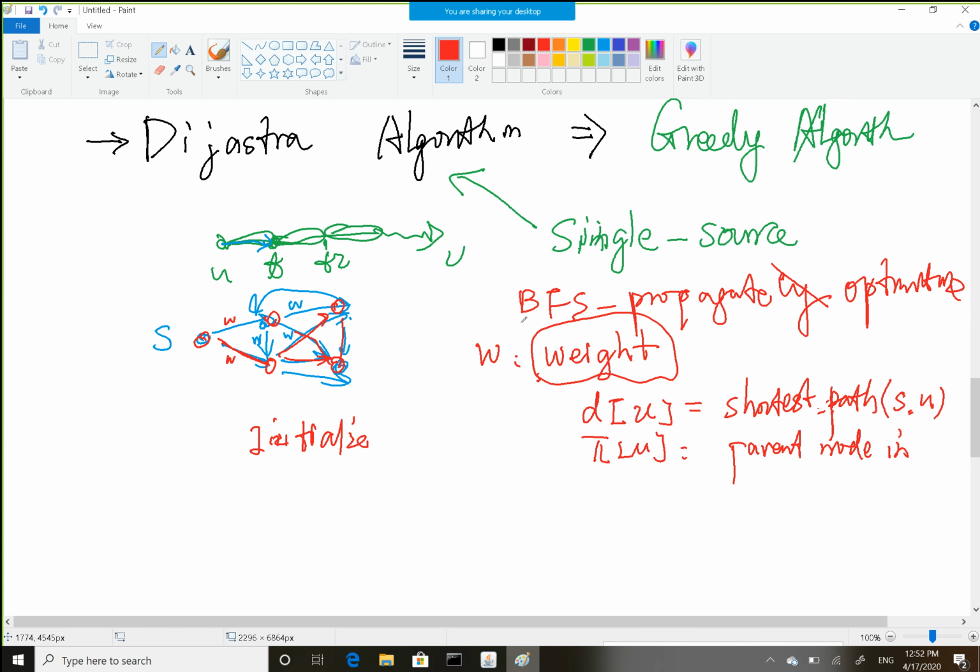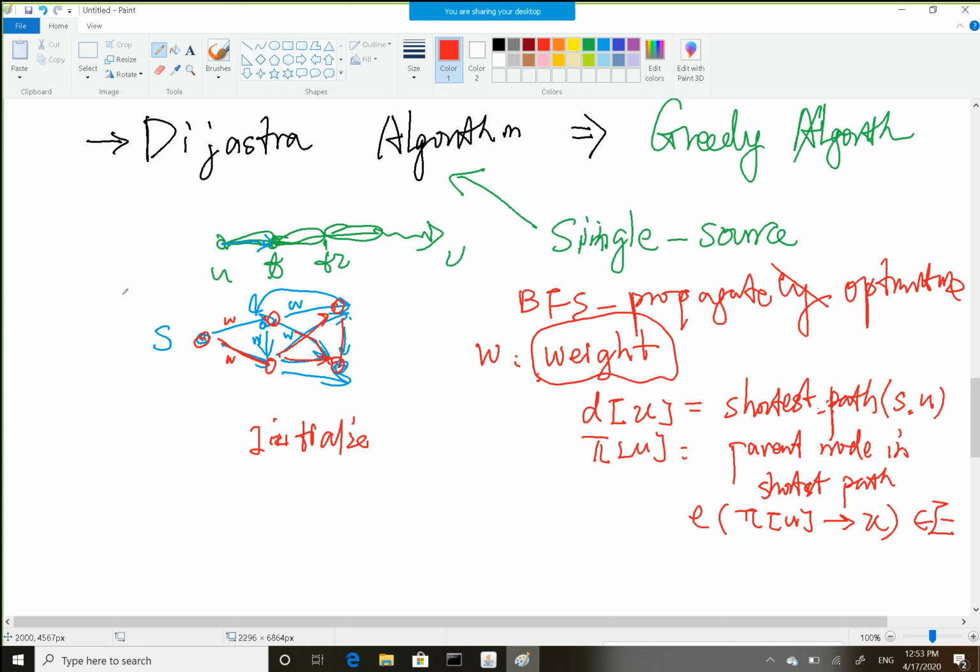node in the shortest path. Corresponding to this value, pi[u], u is something that belongs to this edge, this E, which belongs to the capital E, for example.